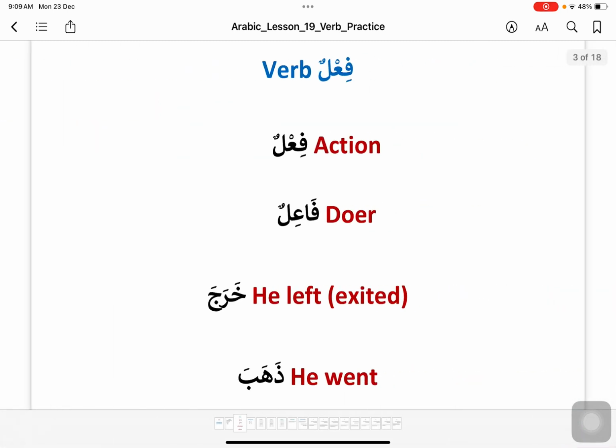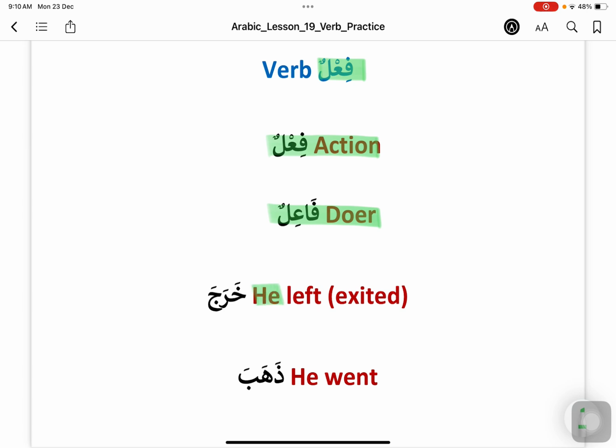So fi'l is the Arabic word for verb. It also means action. Fi'l is action. And fa'il is the doer. So in English, if we say he, that's the doer. Left or exited, that's the action. Fi'l and fa'il. So he is the fa'il and left is the fi'l.